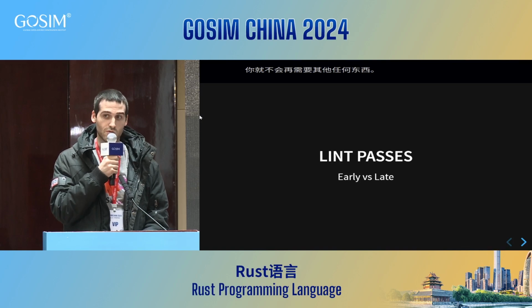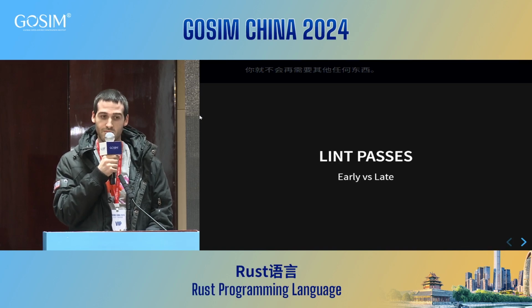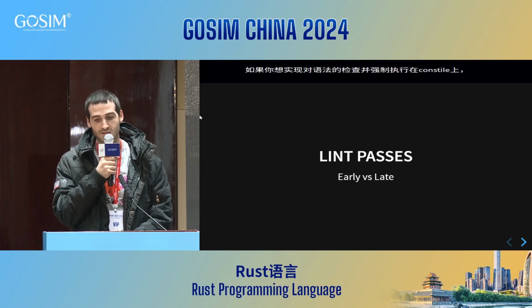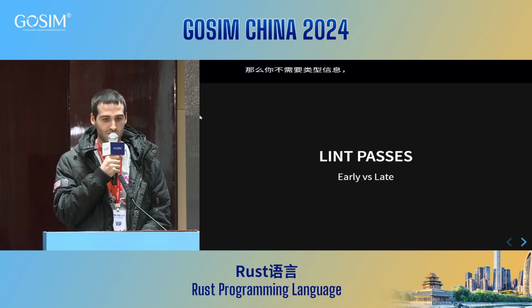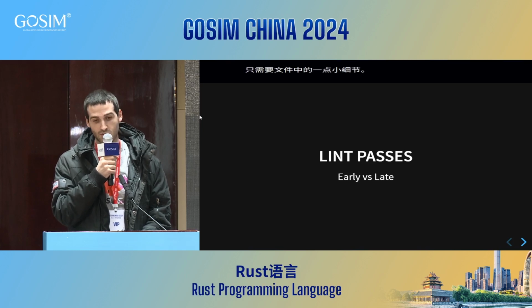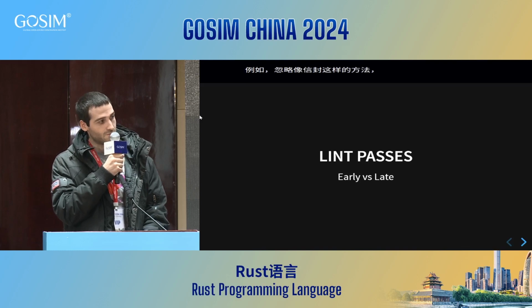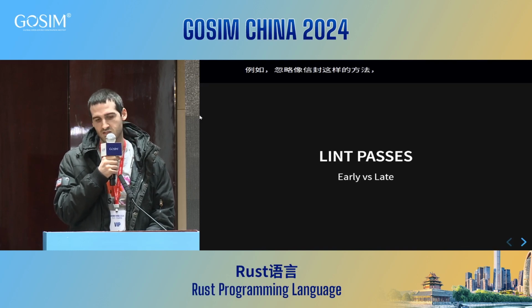However, if you want to, for example, forbid methods like unwrap, you will actually need to check that this unwrap is called on a result or an option, and for that you need type information. So that's basically the 2 big linter passes. The rest is, let's say, not recommended.